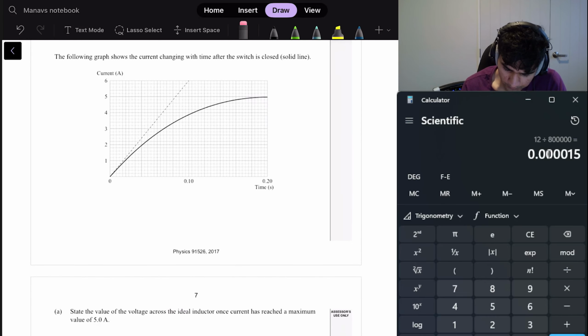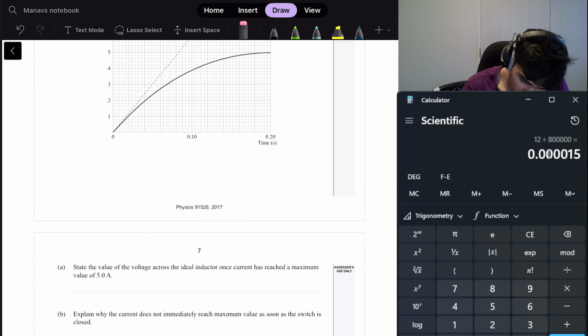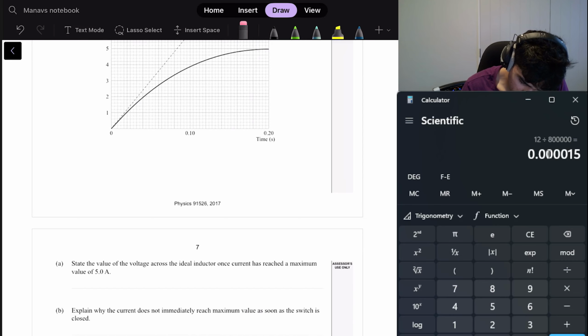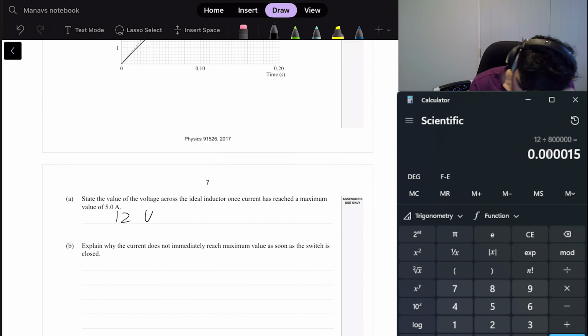Well, it'll be 12 because, I don't know. Actually, I kind of just know it's 12 because of that. And if it's ideal, I guess there'll be no voltage loss or anything. So 12 volts must be going across there. I think 12 should be fine.